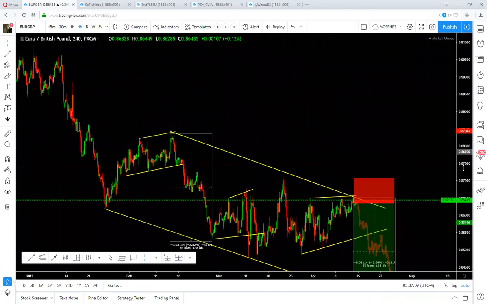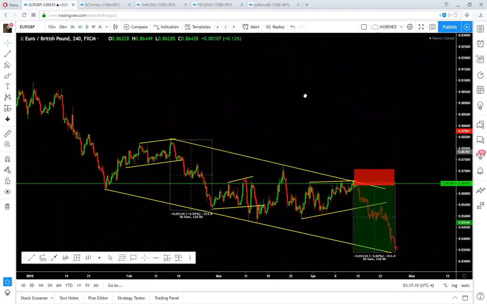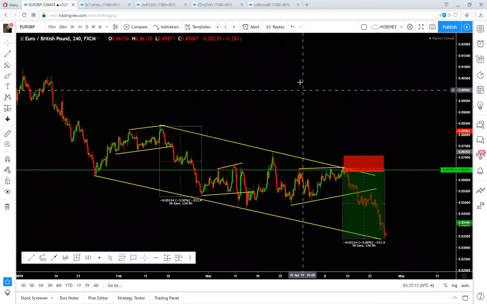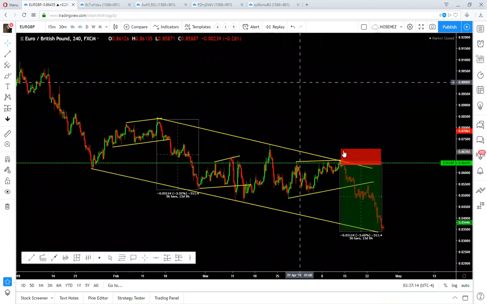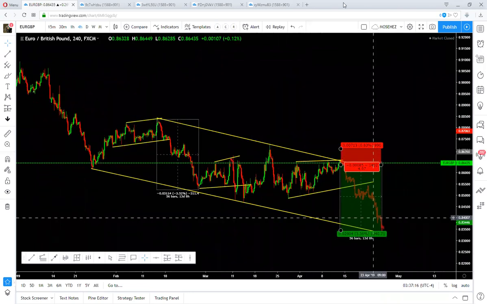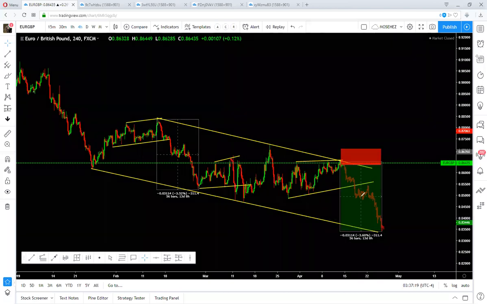Then we also have the Euro British pound. This is the trade that I expect on this particular coming week. It can take around 2 weeks, so we are ready to hold for at least those 2 weeks. But this trade, we expect it to be at least this way.